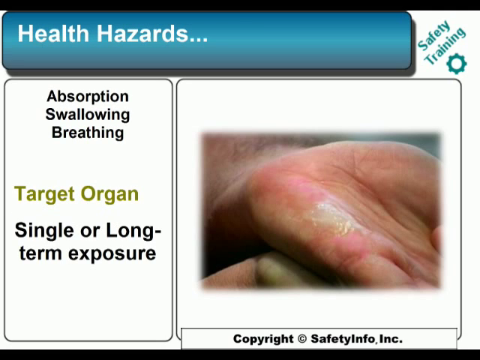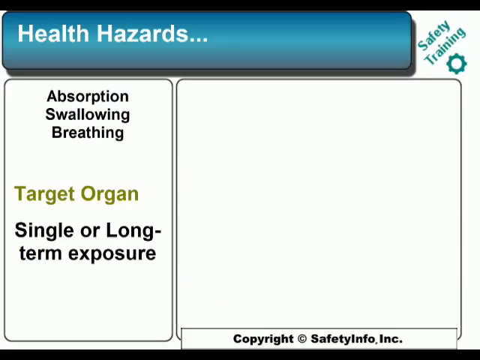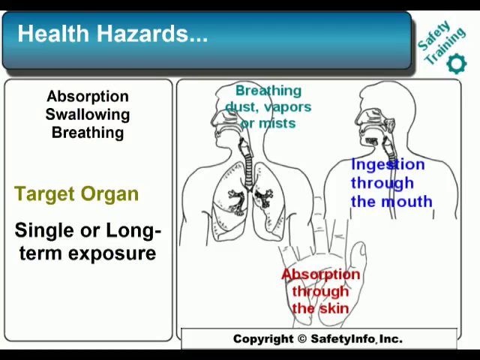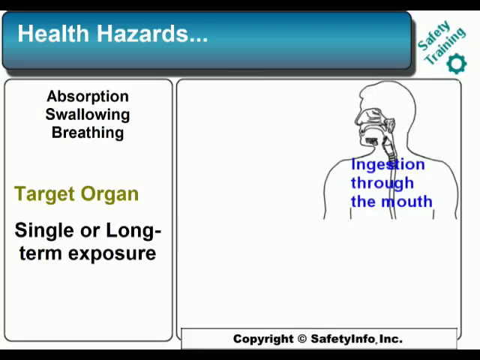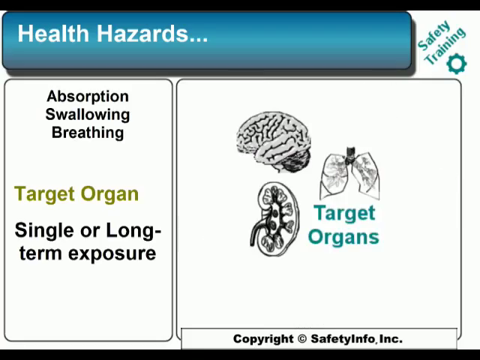Harmful effects to your health can be caused by a single overexposure to a chemical or from uncontrolled long-term exposures. The harmful effects can be either immediate, such as skin burns, or develop over a long period of time, such as cancer. Chemicals can enter your body by absorption through the skin, swallowing, or by breathing vapors, dust, or mist. After a chemical enters the body, the harm it causes depends on the nature of the chemical and the amount of the chemical absorbed. A target organ is the body part that is most sensitive to a particular chemical. These may include the liver, kidneys, lungs, or other vital organs.